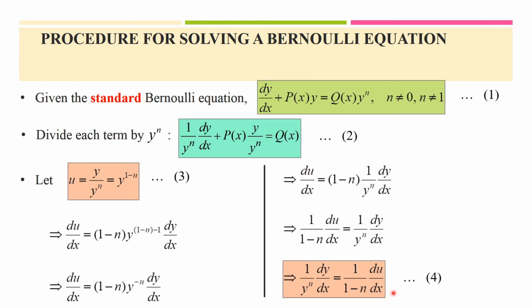It tells us that the expression in number 4, which is this part here, can be replaced with 1/(1-n) du/dx. So this part here will be replaced by this expression, whereas y over y^n will be replaced by u.